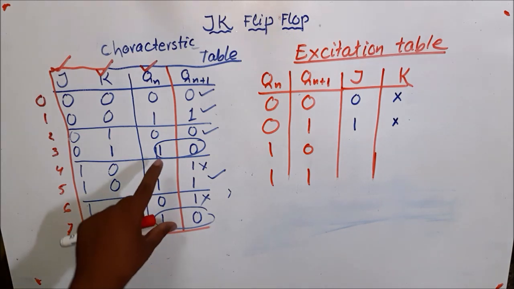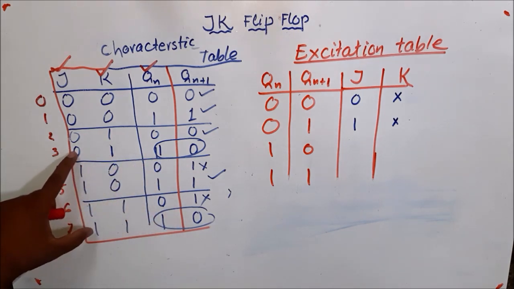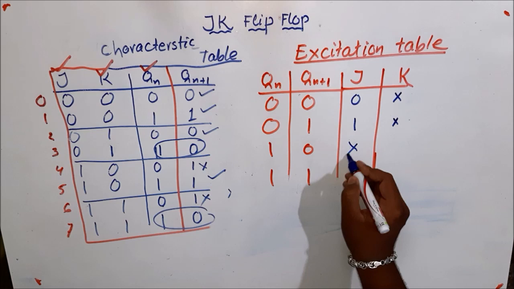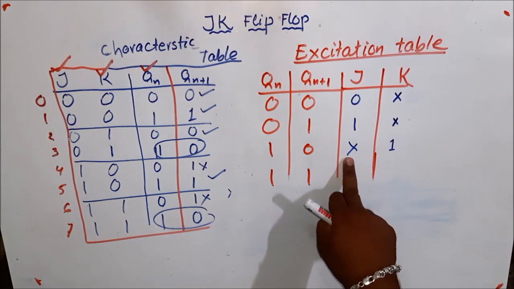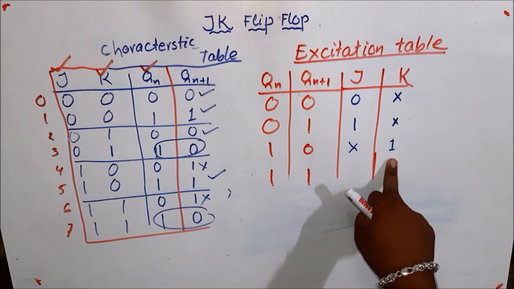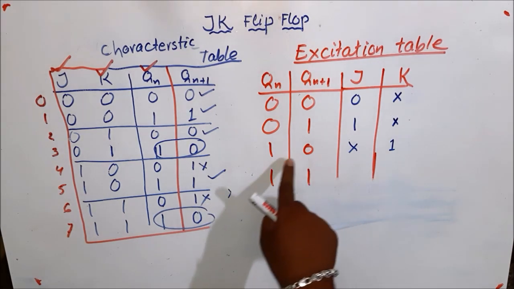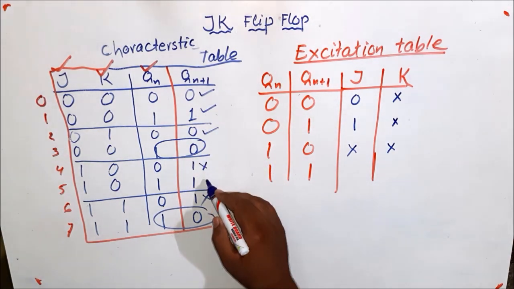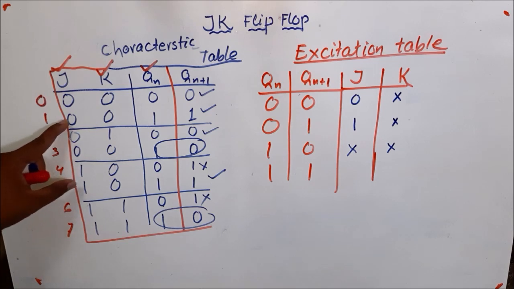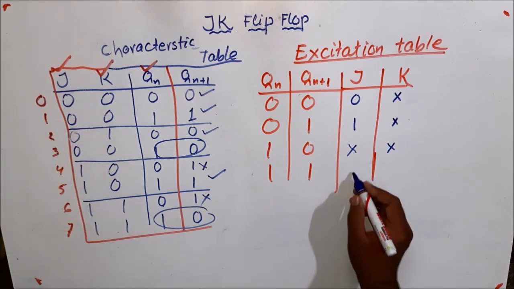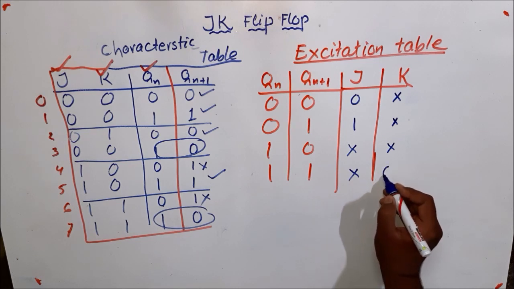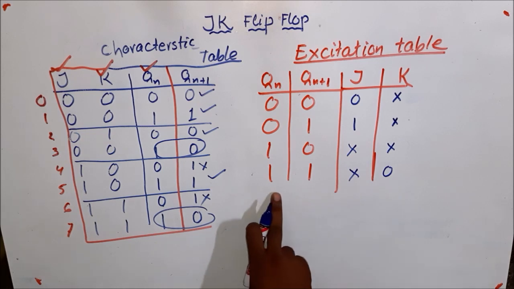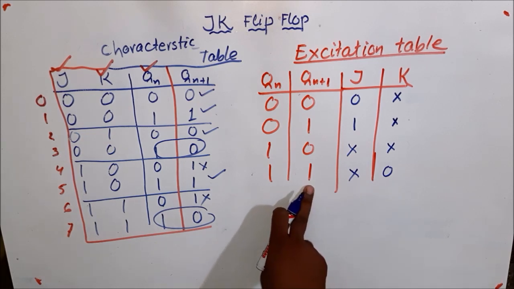Okay. So for these two rows, we can see J is changing from 0 to 1, but K remains constant as 1. So I can write J is invalid and K is 1. For any value of J, if my K is 1, my Qn and Qn plus 1 take the values 1 and 0. For 1 and 1, getting from here and from here, we can see J changing from 0 to 1, but K remains constant as 0. So J is invalid and K is 0. That means for any value of J, if K is 0, my Qn is equal to 1 and Qn plus 1 is equal to 1.